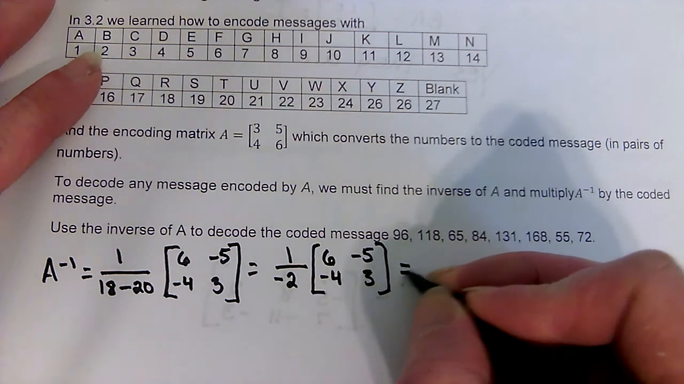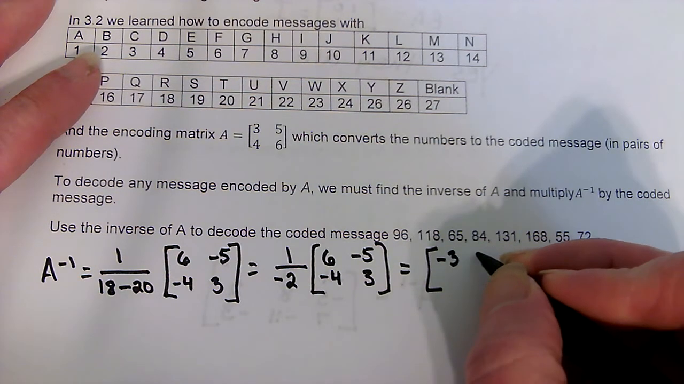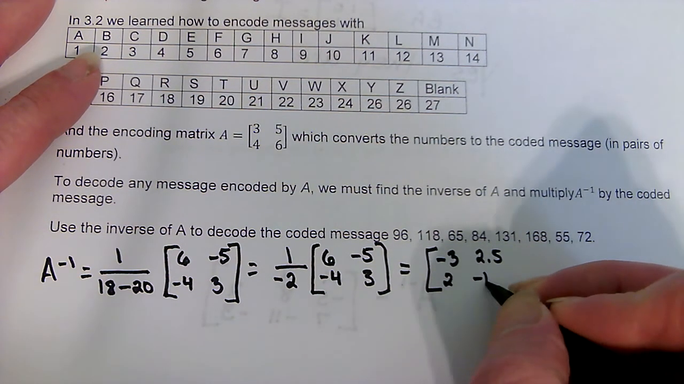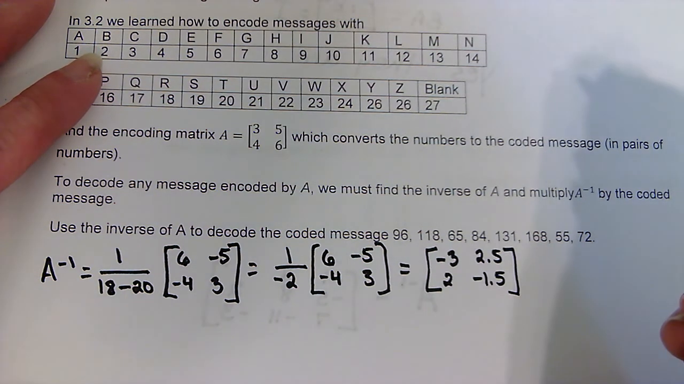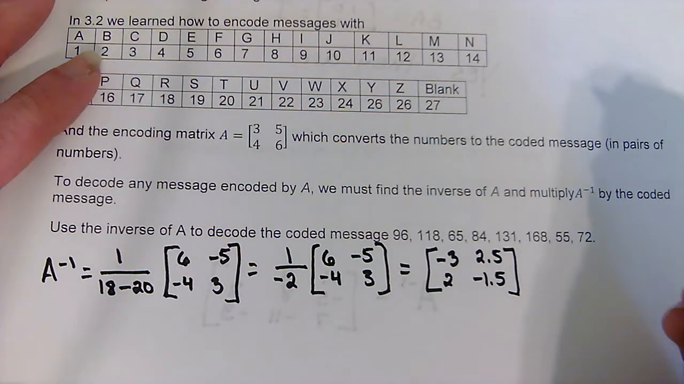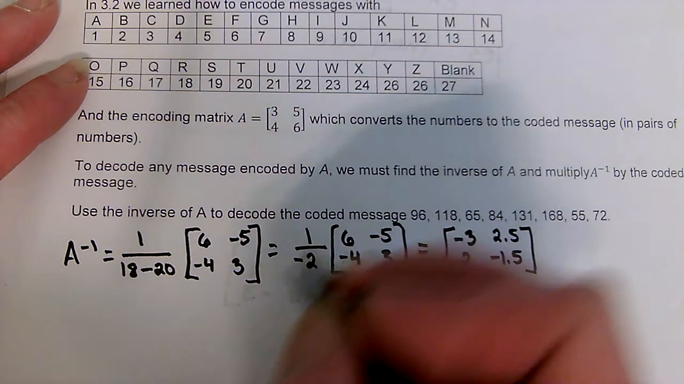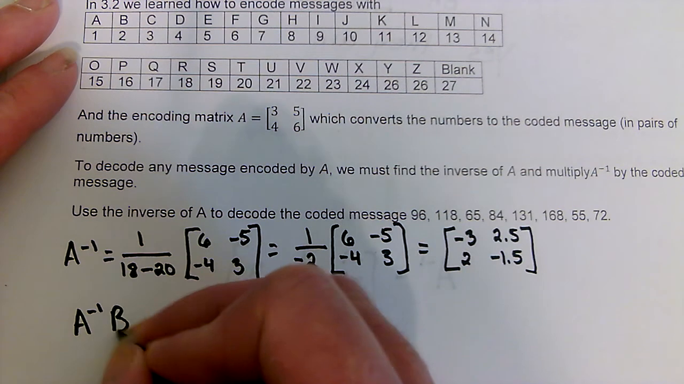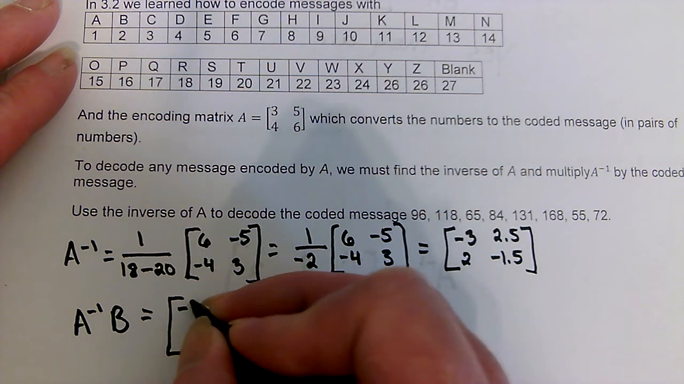Which is going to give me, let's see, negative 3, 2.5, 2, and negative 1.5. Now, if I take that, we're going to do this inverse times the coded message. So let's see how we can do this in one step.